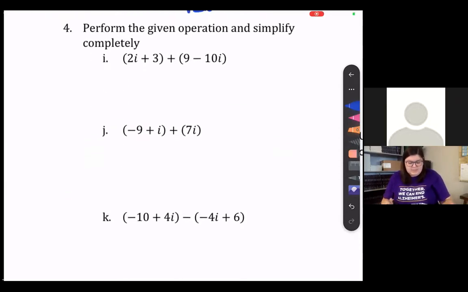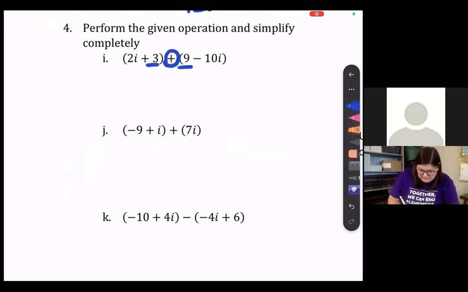Number 4, it is asking us to perform the given operation and simplify completely. Make sure you are paying attention to what the sign is. This is a plus, so that means we are just combining like terms. I saw a lot of you guys trying to multiply this stuff. That is not what you're doing. You are adding. So we are combining like terms.